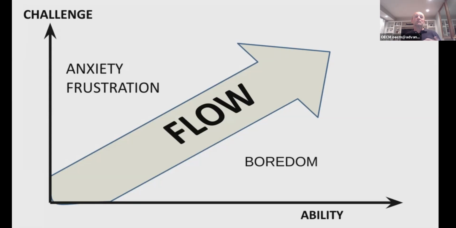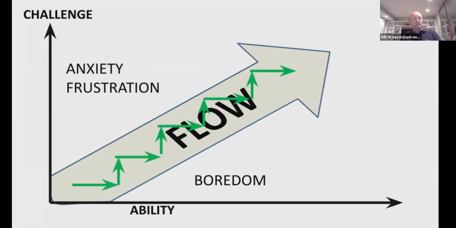And so it's this balance between ability and challenge. You can imagine if the student's ability is way beyond their challenge, they're going to be bored. And if the challenge is way beyond their ability, they're going to experience anxiety or frustration, right? And the idea is to keep them in this flow area in the middle of the diagram, for lack of another word.